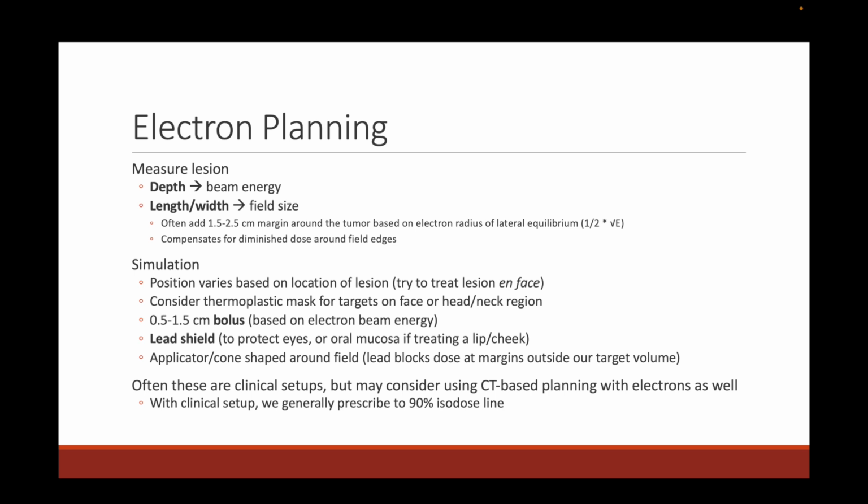And then, finally, we draw the shape of the cone. So we decide what we want our lead block to look like to prevent dose from spreading to the outside. So this is all stuff that is really thought about and measured out and considered during simulation. And like I said, oftentimes these are clinical setups, although some physicians, especially in the modern era, might consider using CT-based planning with electrons just so that they can have a 3D plan to look at. Some people feel better doing CT-based planning even when we're using electrons, but traditionally these were always treated as clinical setups.